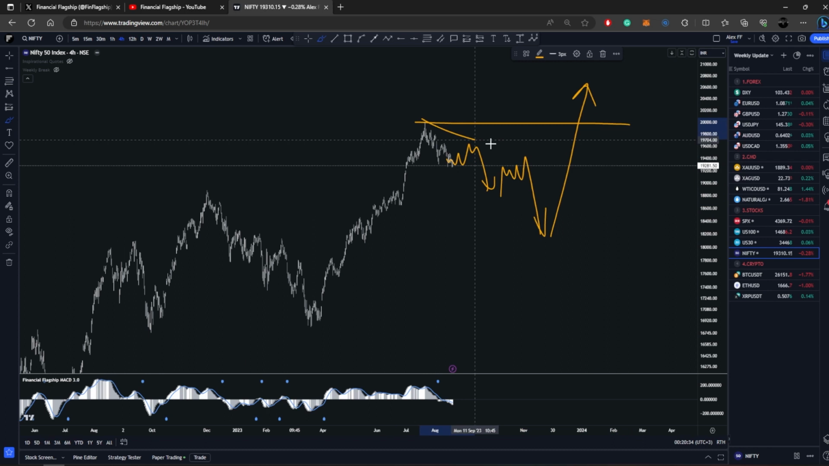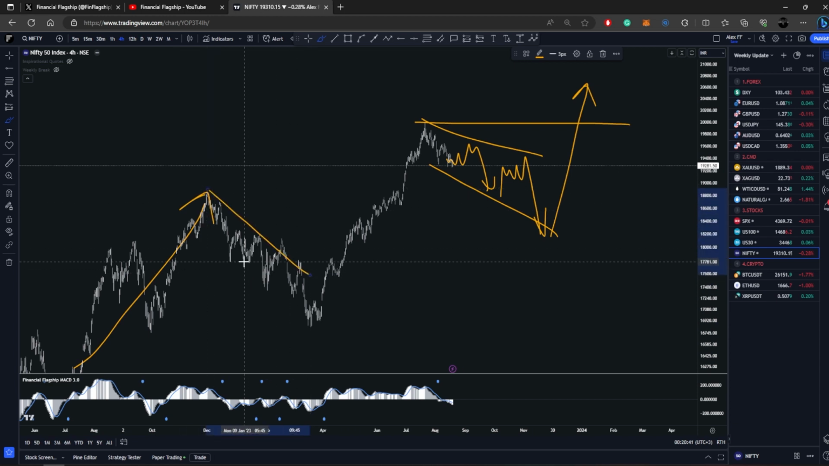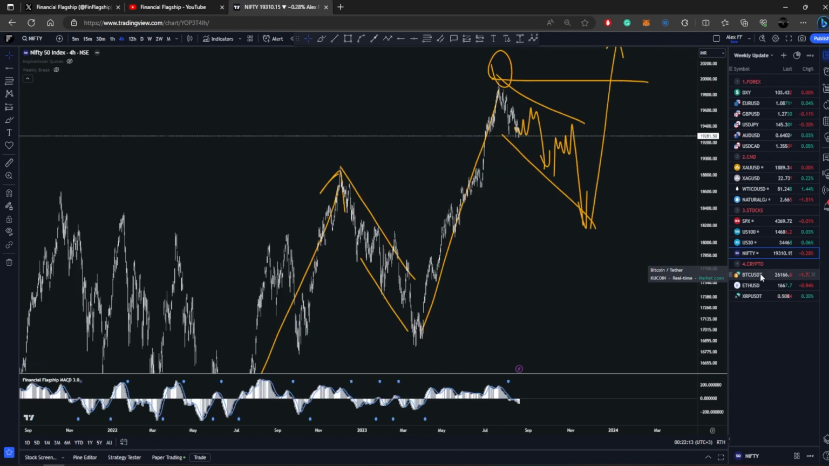Okay, so wait for this consolidation to finish. Like I was emphasizing in the previous videos, after every move towards the upside, we got a consolidation like this. So this will be the case here as well. Here is the all-time high for Nifty, and we need to be patient and wait for the price to unfold, and then we'll see if we will get the buy setup. Now let's head over to the crypto market and start off with Bitcoin.